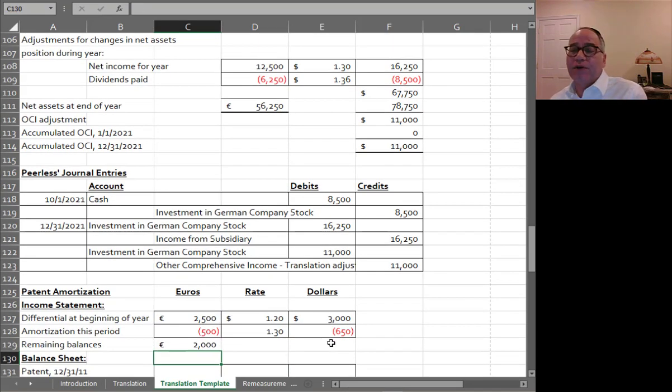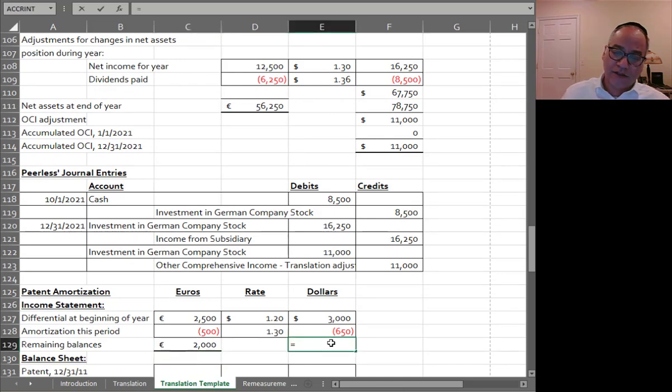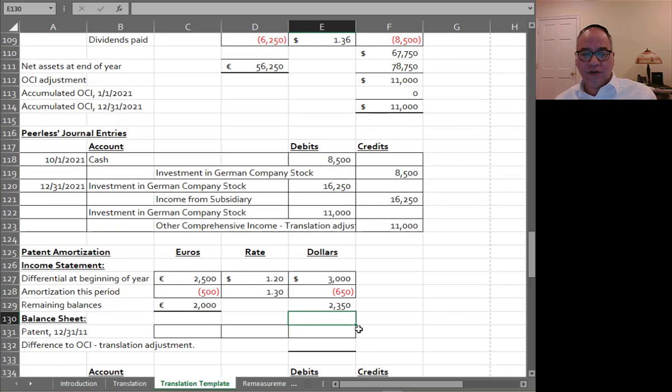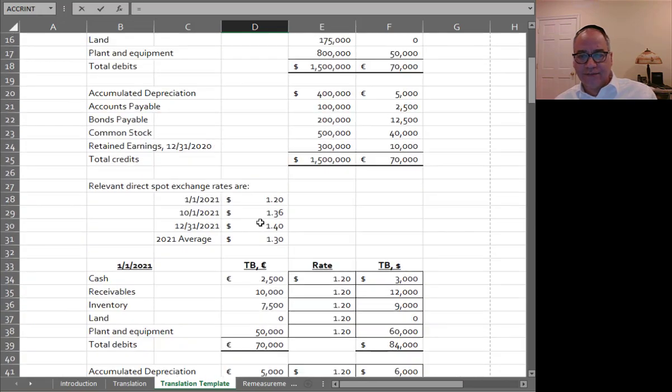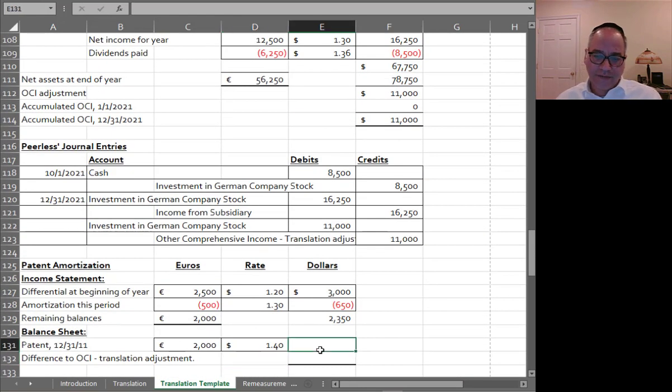So you would have a remaining book value of the patent of 2,000 euros. In dollars, that unfortunately happens to be $2,350. Don't get stressed out. Don't worry. So this patent is going to be on the balance sheet for 2,000 euros. That translates at year end at $1.40. So therefore, it should have a value on the balance sheet of $2,800.